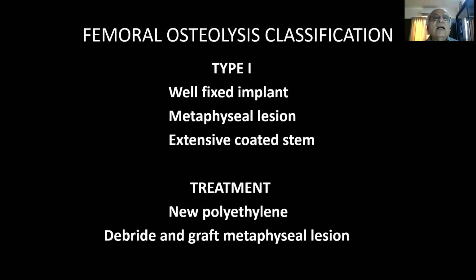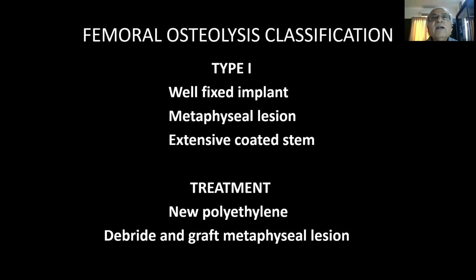Now, type 1 is a well-fixed implant. There is a metaphyseal lesion. The track record of the implant is good, whether it is extensively coated, proximally coated, or HA coated, whatever. The track record of that implant is good. If the track record of the implant is not good, you will have to take it out.